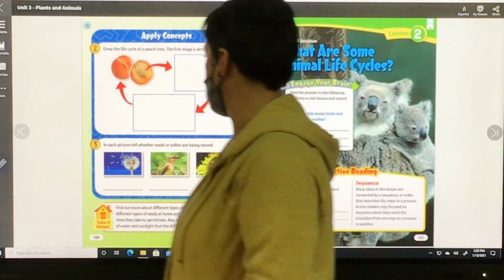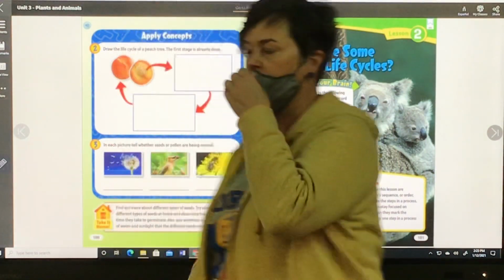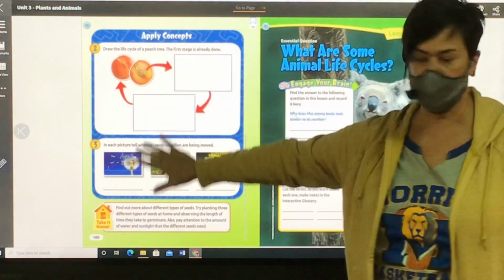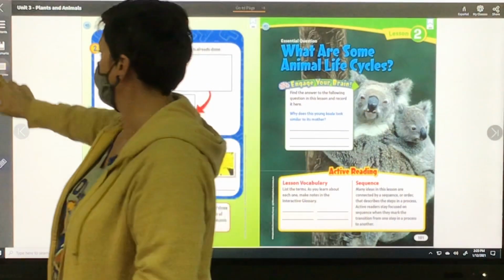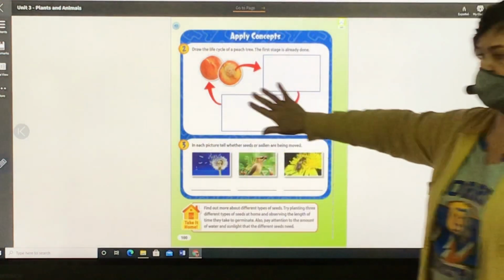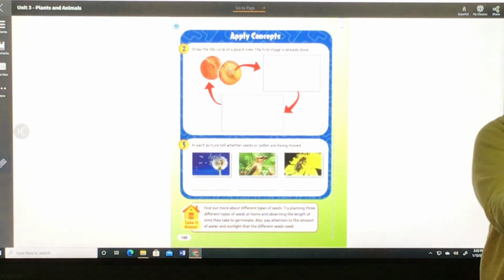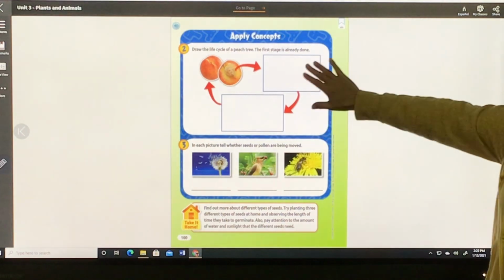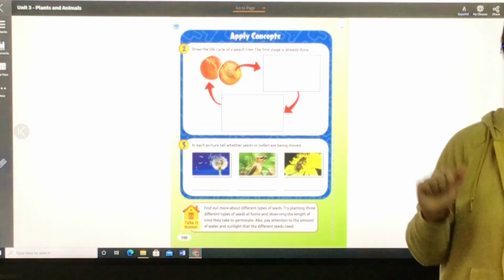Okay, we'll go ahead and finish this page, okay? So, looking at just page 100. I know that you see 101 on yours, but I switched mine so it only shows 100, okay?